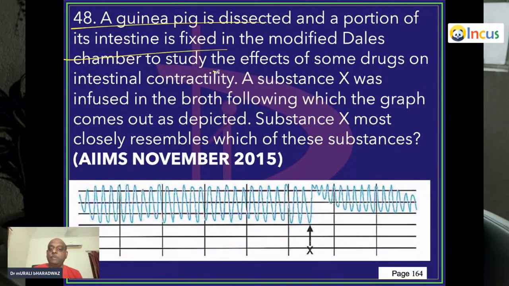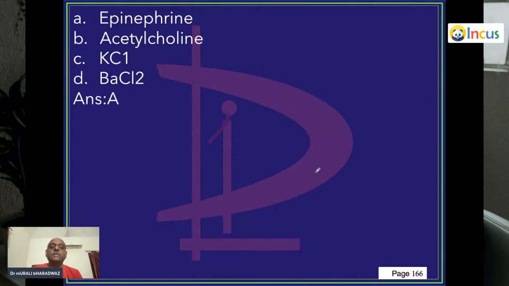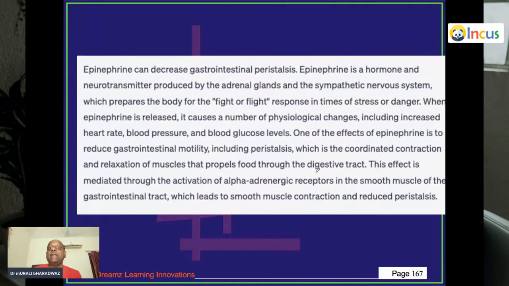A guinea pig is being dissected. A substance X is injected. Intestinal peristalsis slowed down. What is that substance, doctor? Whenever we are angry, we don't feel hungry. When you are angry, epinephrine is produced. Epinephrine will decrease the peristalsis, is what you need to remember.